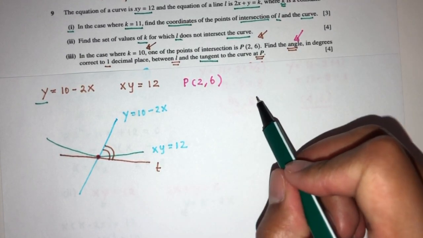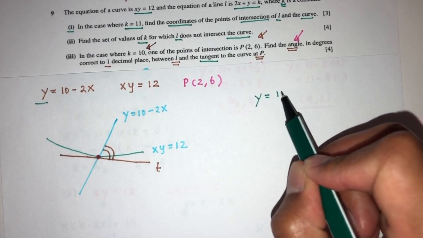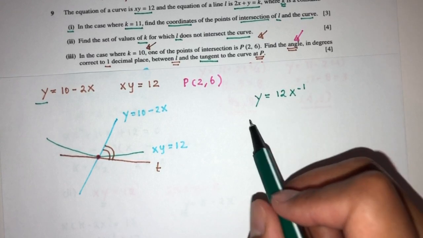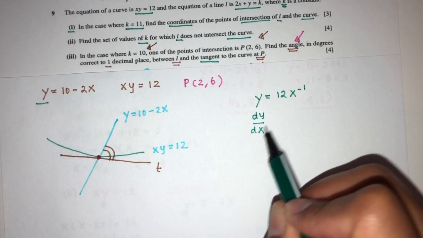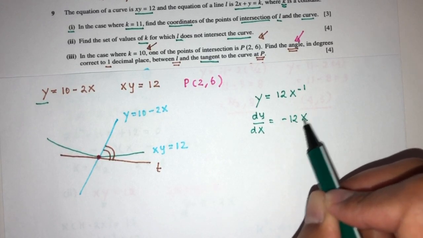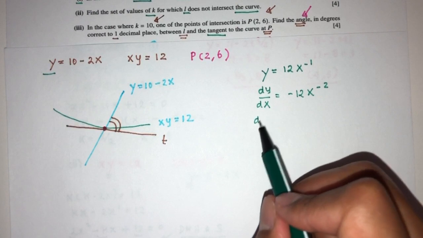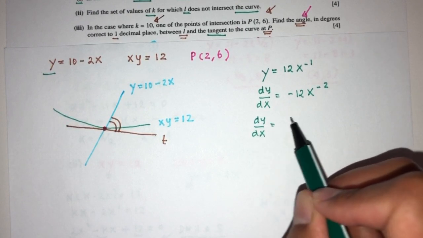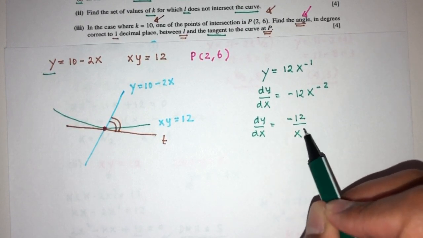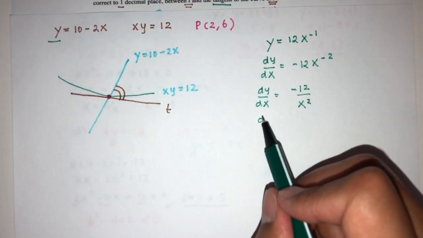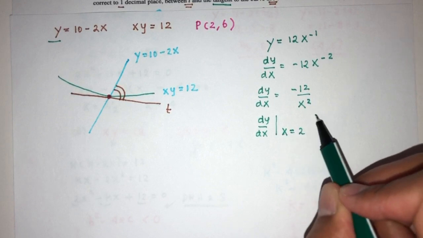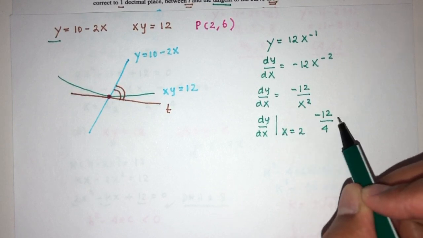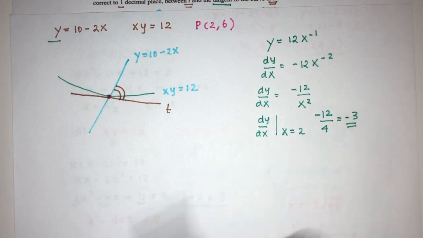So here the curve is y equal to 12 over x, that will be 12x to the power minus 1. The gradient of the tangent is always going to be dy by dx. That has to be minus 12x to the power minus 2, which is dy by dx equal to minus 12 over x squared. Now the gradient is dy by dx at the point P, where the value of x is 2. That should be minus 12 over 4, which is minus 3.